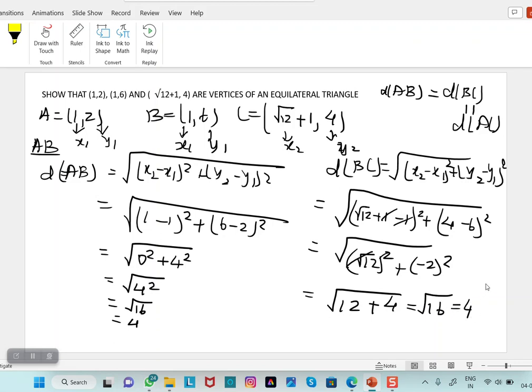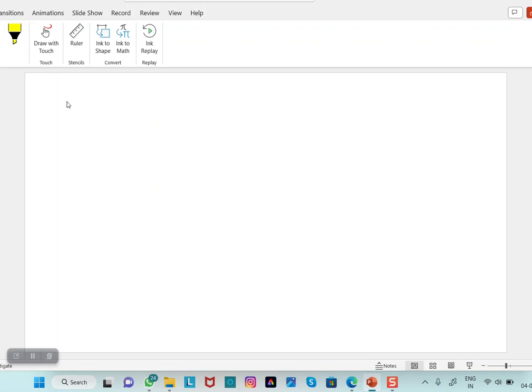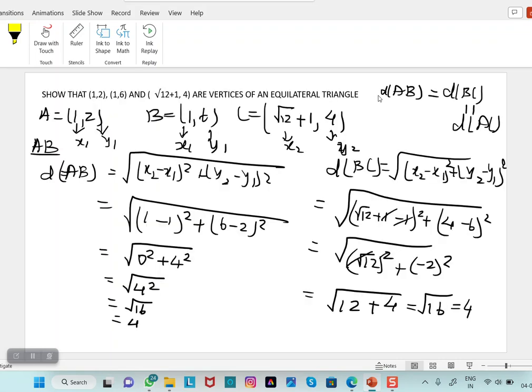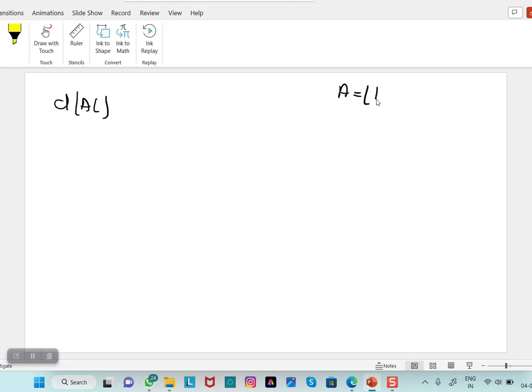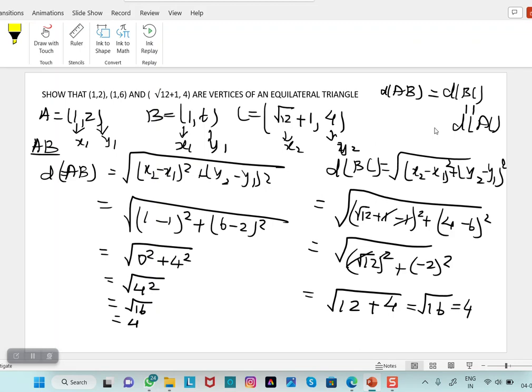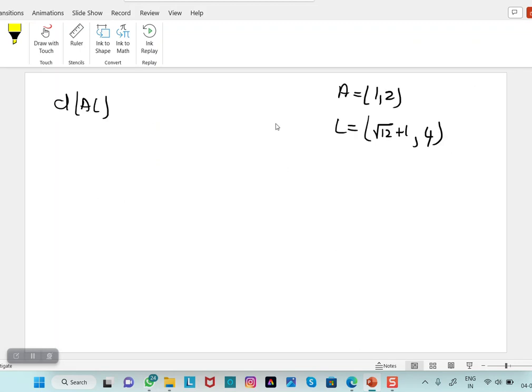Similarly, we find distance AC. The point A in this case is given as 1, 2, and C is root 12 plus 1, comma 4. We'll verify it once: 1, 2, root 12 plus 1, comma 4. So this A is now x1, this is your x2 and this is your y2.